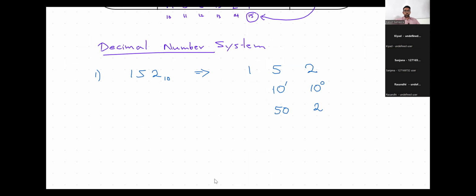This 1 represents hundreds, 10 to the power 2. 100 times 1 is 100. Got it? By combining these numbers, you can make 152. Then the value of the number 1 is 100. Right? I'm explaining these things. I know you already know that.